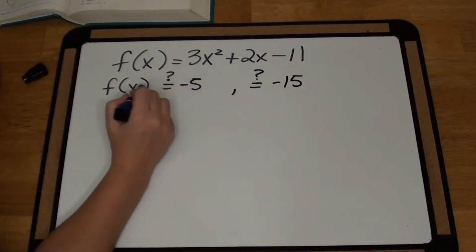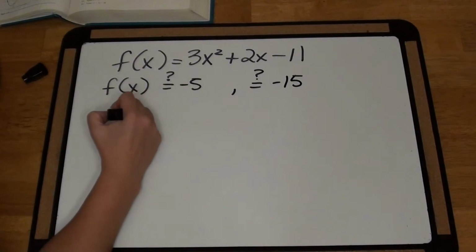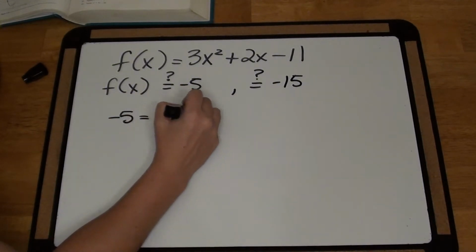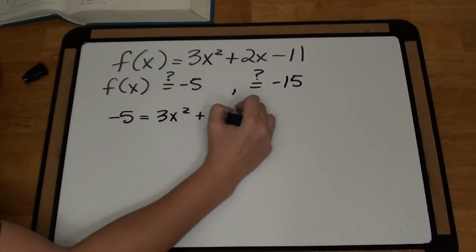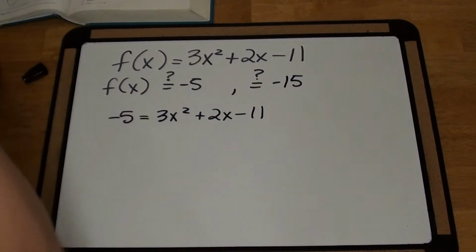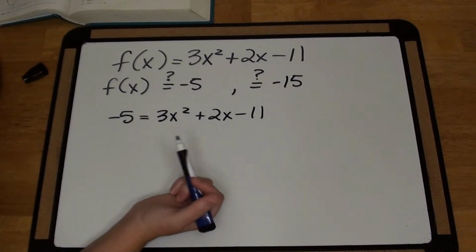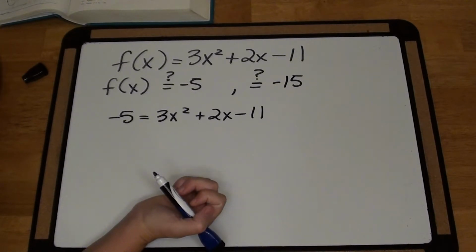Well, we go ahead and we say, okay, let's just make f of x negative 5. So I put a negative 5 there, and I get 3x squared plus 2x minus 11. So now what do I have? I have a quadratic. What do I do with it? Well, when you don't know what to do with something, set it equal to 0 and solve for x. How do you solve for x? You factor and solve, or use the quadratic equation.